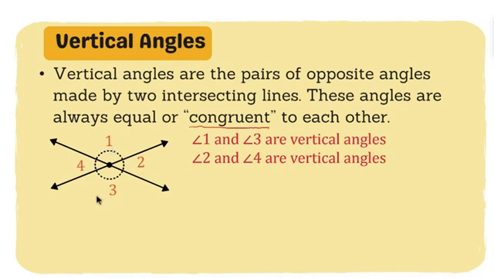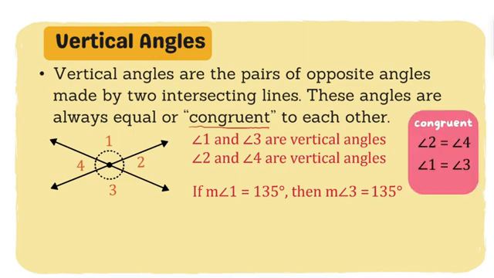Okay, opposite. Yan. Okay, now, if the measurement of angle 1 is 135 degrees, now, ano naman ang measurement ni angle 3? Okay, yes, it's also 135 degrees. Bakit? Because they are now what we call congruent angles. Okay, angle 2 is equal to angle 4. And angle 1 is equal to angle 3. Or in short, angle 2 is congruent to angle 4. Angle 1 is congruent to angle 3.